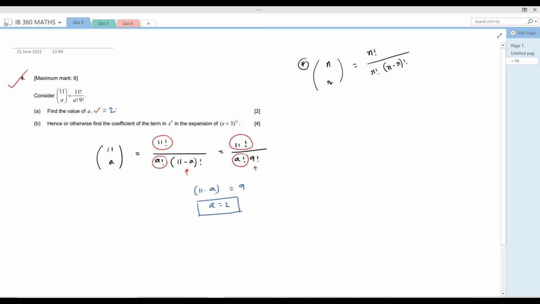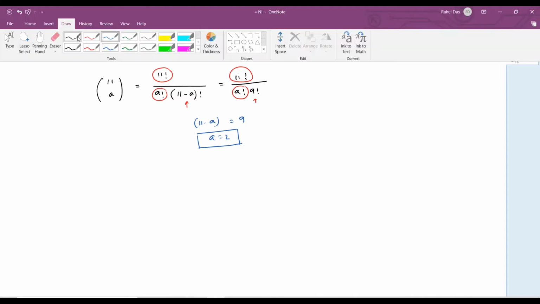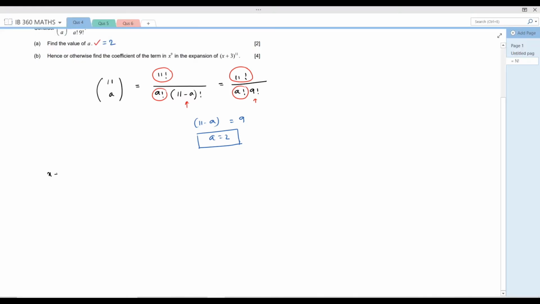Now, hence or otherwise, find the coefficient of the term in x to the power 9 in the expansion of (x plus 3) whole to the power 11. Okay, so this is one expansion. We have to expand (x plus 3) whole to the power 11, where we have to find the coefficient of x to the power 9. So for this we will try to find the rth term, the formula for the rth term.